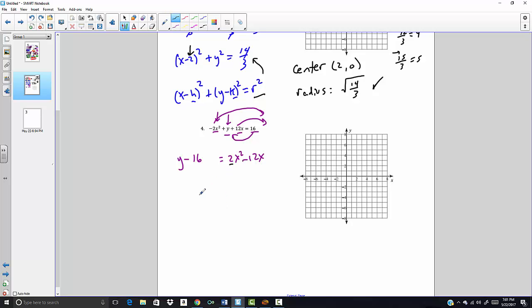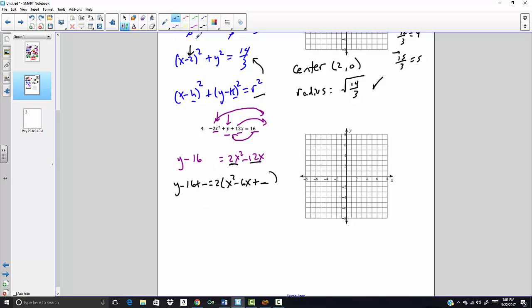Okay, I'm going to go ahead now and look at this 2 and factor that out. So I'm going to factor out a 2. So I got 2 times x squared is 2x squared, and 2 times negative 6x is negative 12x. And then I'll add a blank in customary fashion. And here I still have y minus 16, and now I'll add a blank over here. Okay, so that's what I got.